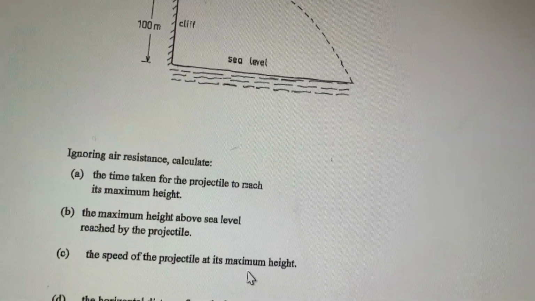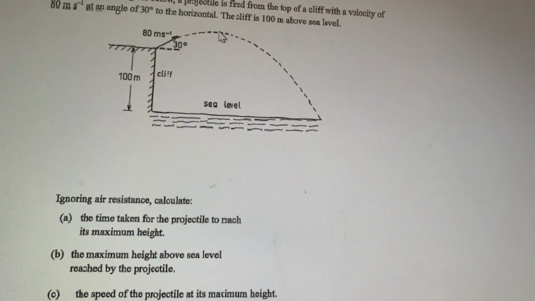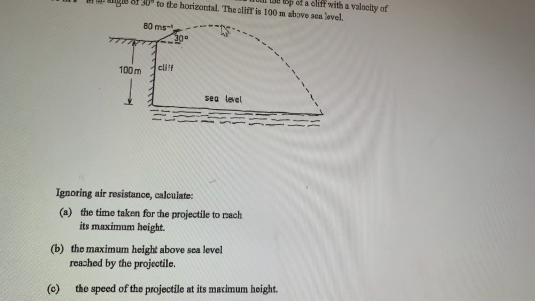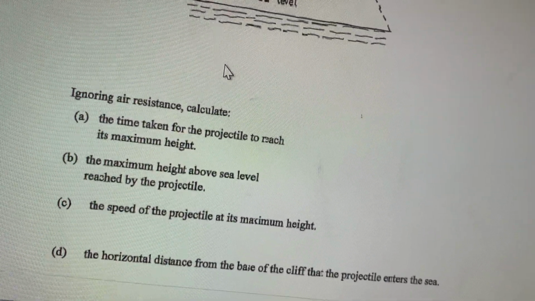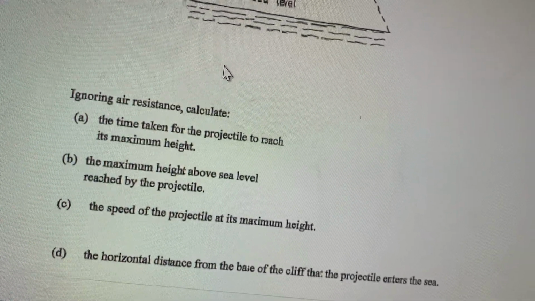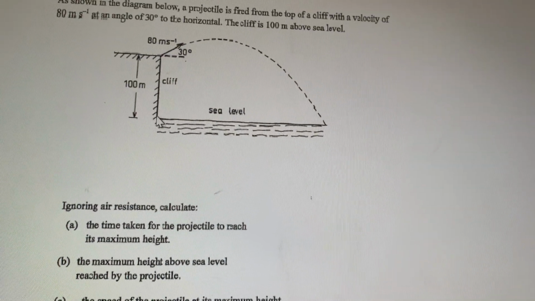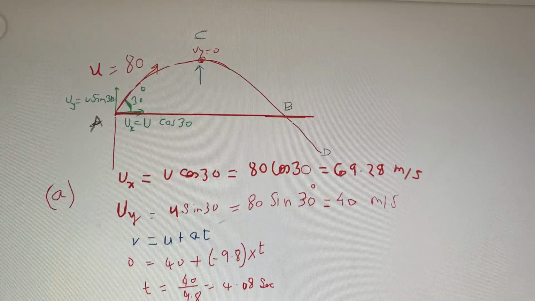Then the speed of the projectile at its maximum height. What is the speed here at this point when it reaches the maximum point, because this is the maximum height of the projectile. And then finally D is the horizontal distance from the base of the cliff to the projectile when it enters into the sea. So basically we need to figure out this distance from here to here. Now let's look at the solution.